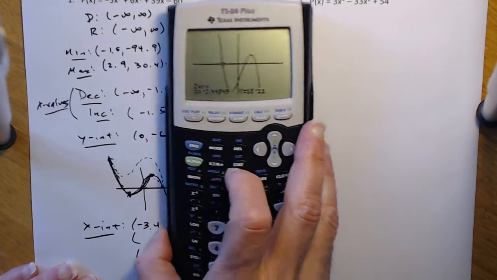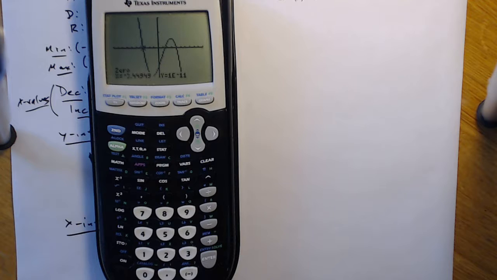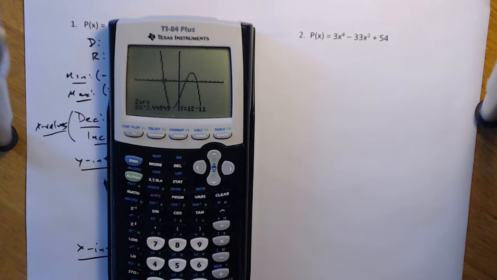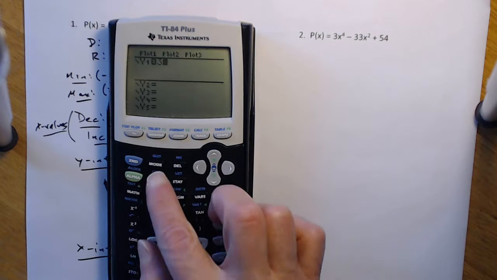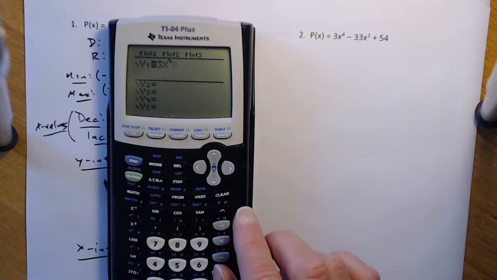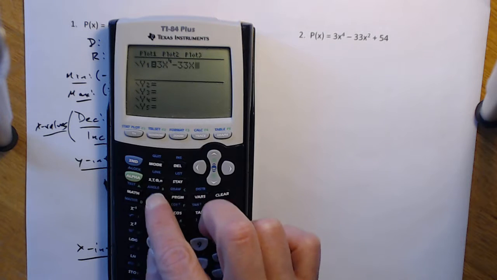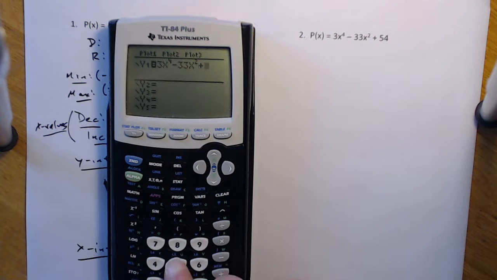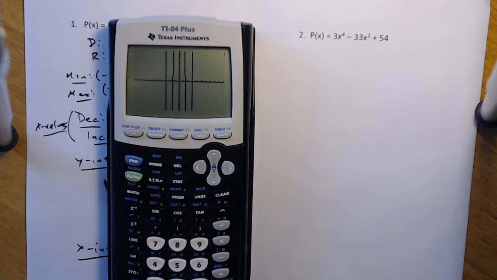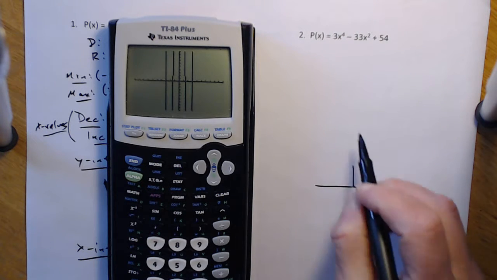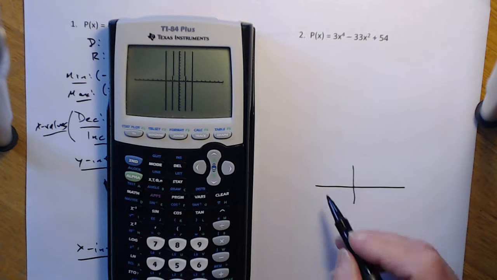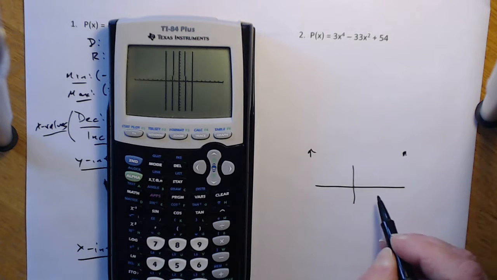All right, let's look at a degree 4 here. See if we can get a decent window for this one. So let's clear this out. Let's take 3x to the 4th minus 33x squared plus 54. Again, zoom 6 is probably not very helpful. Okay, but again, I can see a lot, and I should know before I hit graph, right, that this is a degree 4 with a positive leading coefficient. So I already know the ends should both be going up.